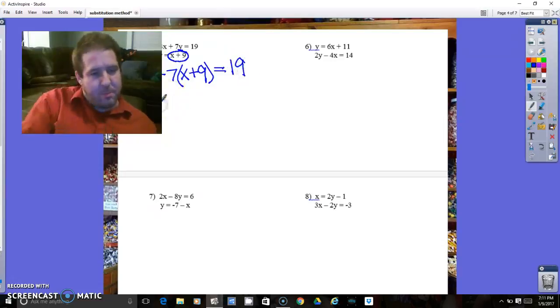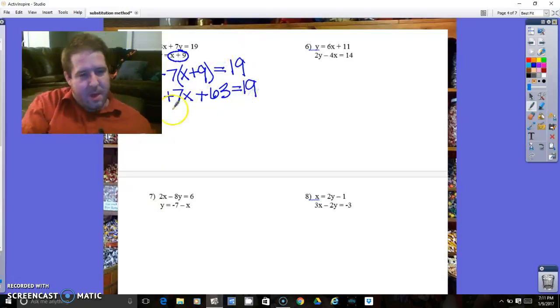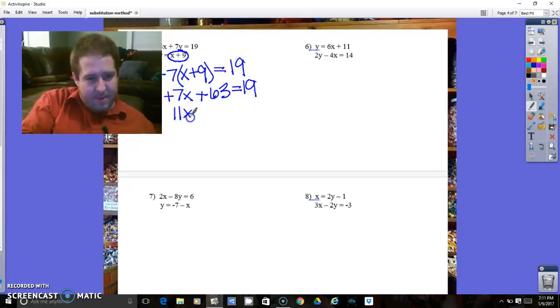So now we use the distributive property. Whenever you solve an equation, you distribute, combine like terms, and then do opposite operations. 7 times x is 7x. 7 times 9 is 63. Both positive, equals 19. Now it's just a matter of combining like terms, which is 11x, and then do opposite operations to solve for x. Subtract 63 from both sides, which 19 minus 63, I believe, is negative 44. Divide both by 11, and x must be negative 4.